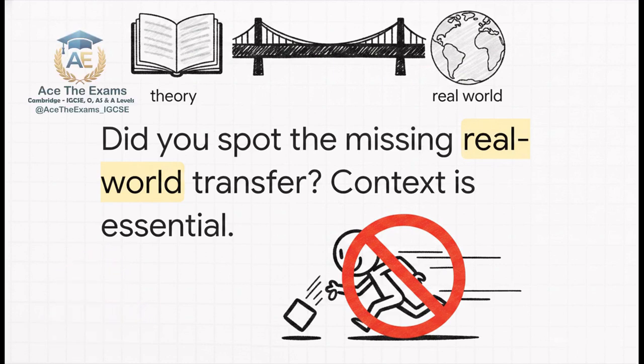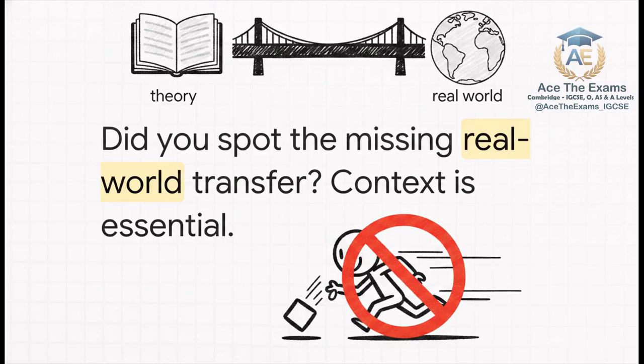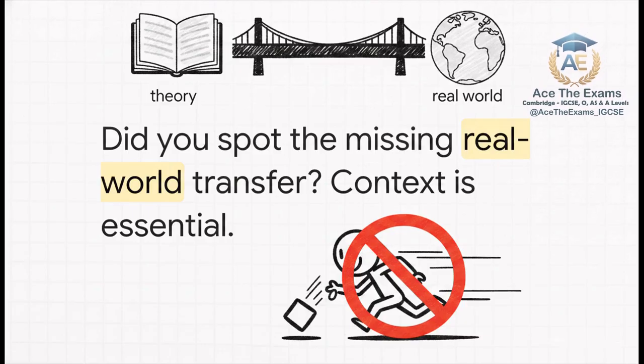Remember, questions in this 0478 syllabus constantly combine pure theory with applied reasoning. You can't just drop a textbook definition and run for the hills. You have to evaluate the method within their specific scenario.